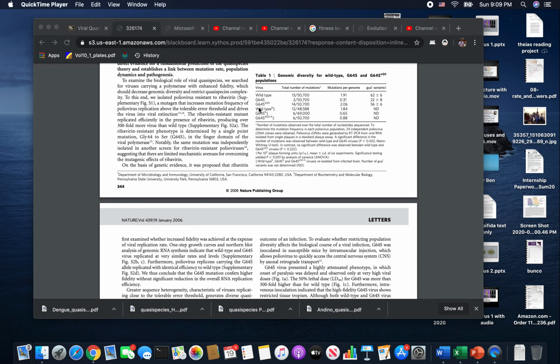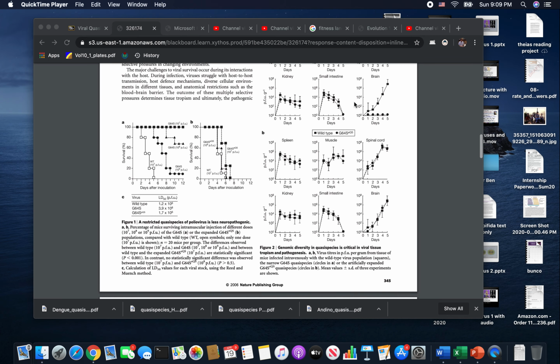And then G64S with an enhanced quasi-species, that's what the EQS is. That's the one where they grew G64S for long enough that they finally built up these mutations to where it's about like wild type. And then they're going to check it out. So we're going to see what each of these things does inside of a mouse.